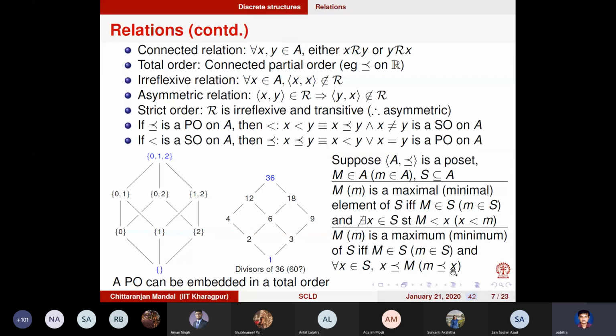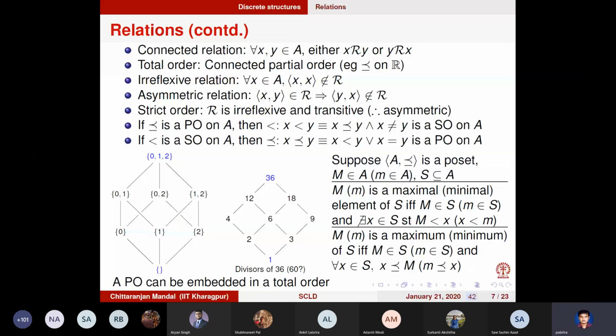Maximal is, you consider a strict order and there is nobody which is strictly greater than the maximal element, and similarly nobody less than the minimal element. Whereas maximum is defined in a slightly different way. All elements of that subset are related by this partial order, let me call it less than or equal to capital M, and similarly greater than or equal to small m.